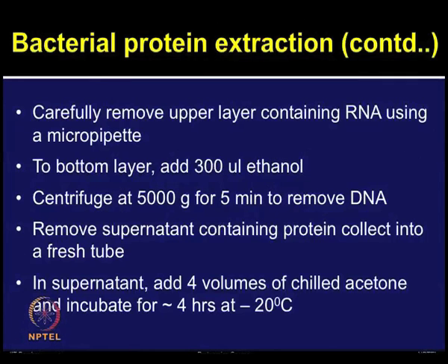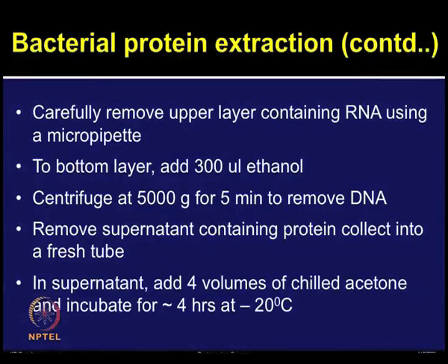After the centrifugation, remove the upper layer which contains RNA, and to the bottom layer you can add ethanol. Again, you need to centrifuge at 5000 g for 5 minutes. This step will remove any DNA contamination. In fact, this step can be used for keeping the material safe for further DNA extraction. The same applies to the previous step, where you can collect the RNA which can be further used for RNA cleanup and preparation.